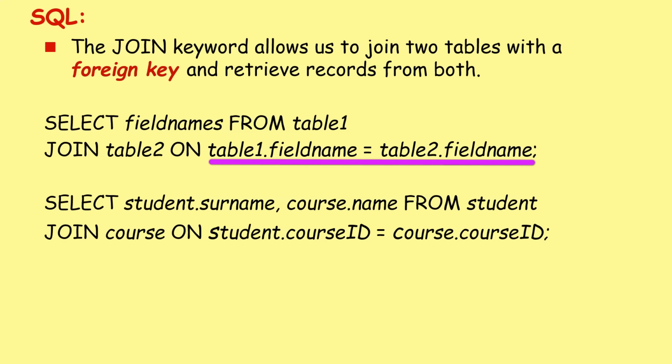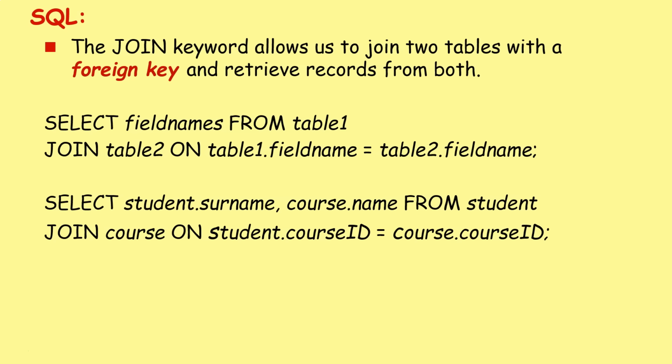You're saying there is a field in table 1 and a field in table 2 that join together. They have the same information. They can have different names, that's fine, but you just have to tell it to link them together. So the example is here, select student.surname, course.name, from student, join course on student.courseid equals course.courseid.